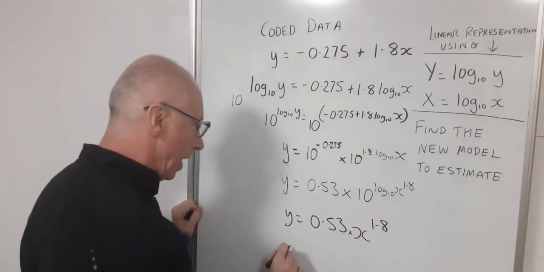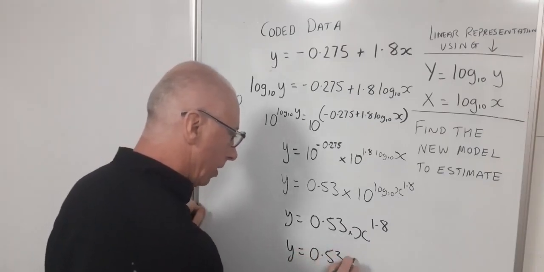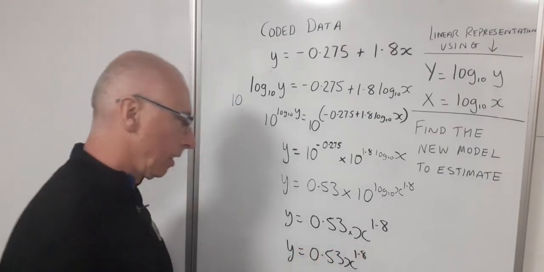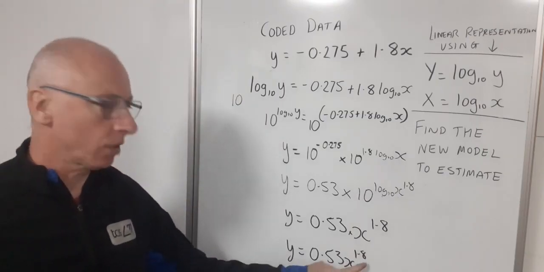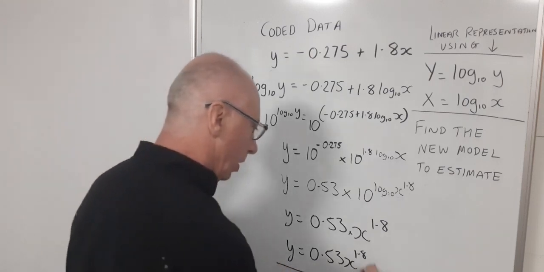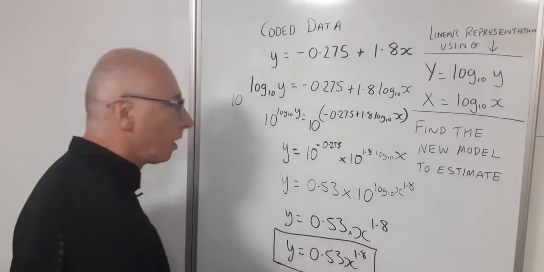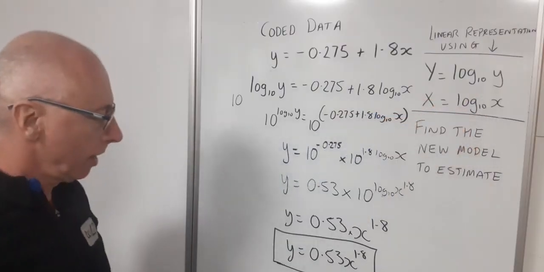So we can rewrite that as y equals 0.53x to the 1.8. 0.53 here is just a coefficient. It's x raised to the 1.8. And that will be my new model using coded y log base 10 of y and x log base 10 of x. And that takes care of that.